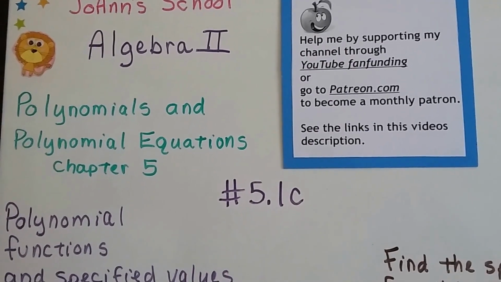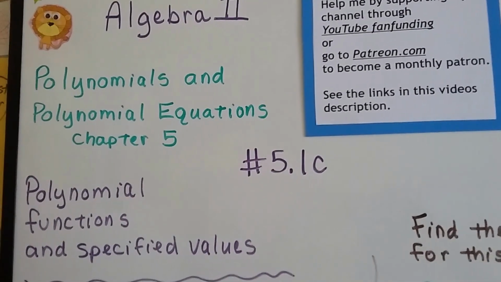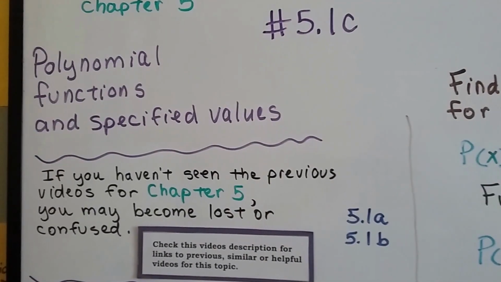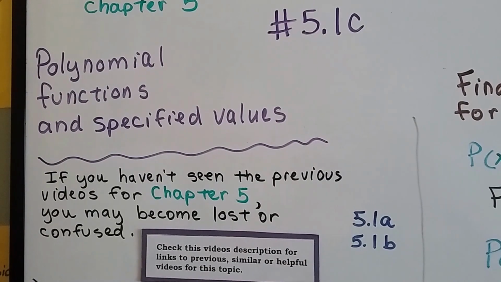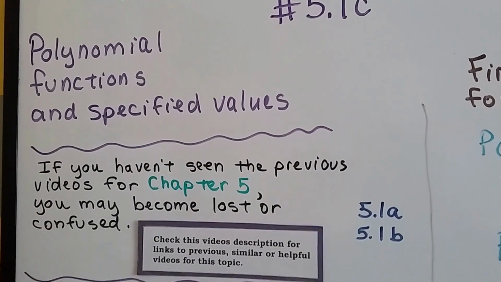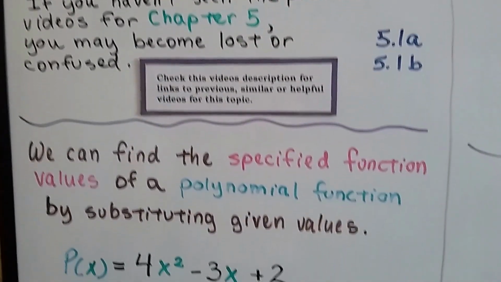Algebra 2 5.1c, Polynomial Functions and Specified Values. If you haven't seen 5.1a or 5.1b, it's really important that you watch those first so you don't become lost or confused, and there's links in this video's description to watch those.